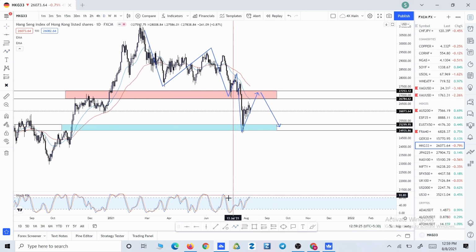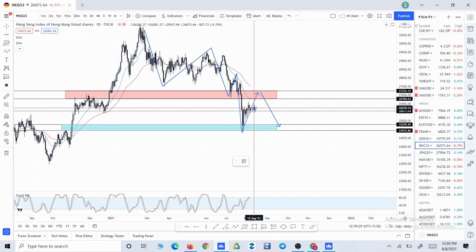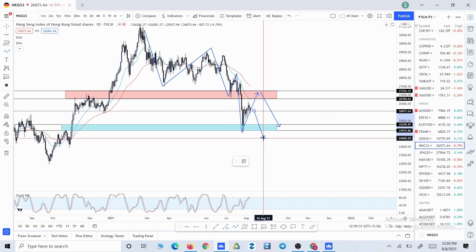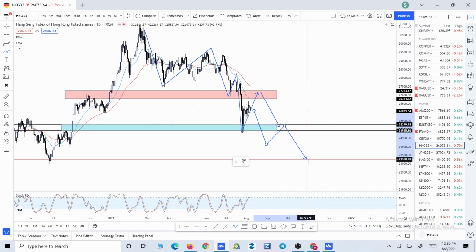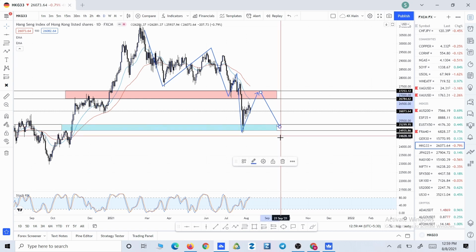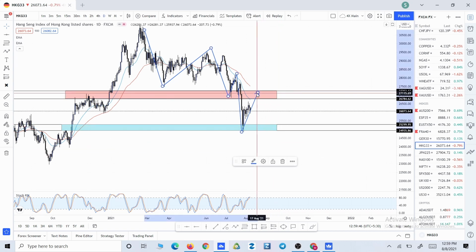The second setup can be if the price just keeps falling down from here and breaks and closes below the previous low, then we will wait for the price to retrace back higher into the zone and give us any kind of indication to go short. So these are the two possible setups on Hong Kong 33.